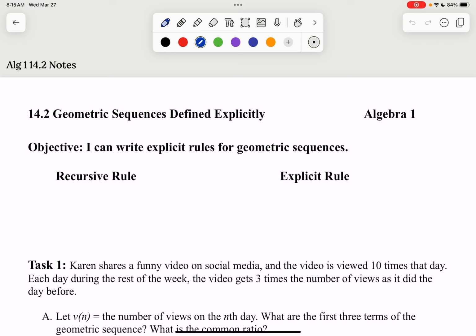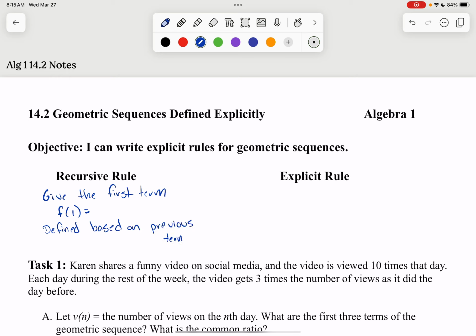So a recursive rule always has to give the first term. Okay, so like f of 1 equals what? Okay, and then it's defined based on previous terms. Meaning, to find the second term, I need to know what the first term is. So it's going to be in terms of the first term. So the first term times 3, so forth and so on. It has that f of n minus 1, which we use to represent the previous term.